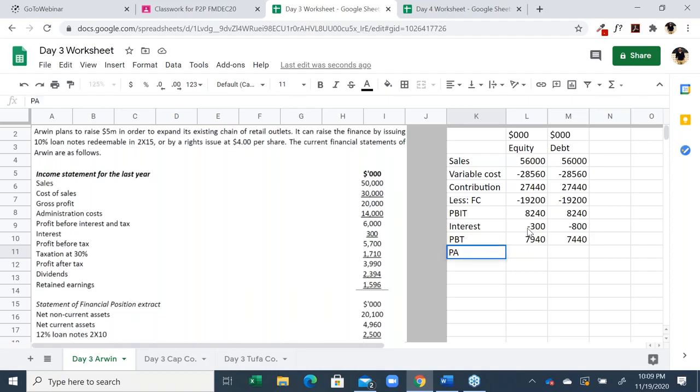After PBT, we have tax, which is 30%. Rakib, contribution is just the difference between sales and variable cost. What do you want me to explain? It's just the difference of these two.